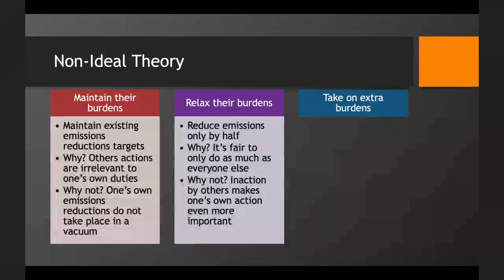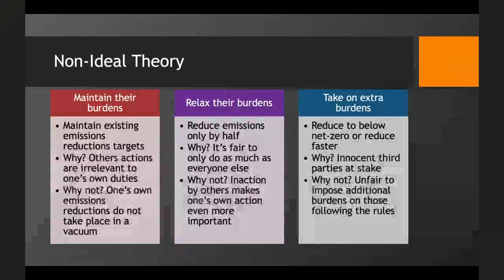We might think that they should also reduce their emissions by half out of a concern of fairness, that it's unfair for them to take on extra burdens that other states are unwilling to do. However, there are some reasons why we might be skeptical of this position. Inaction by others actually makes the EU's actions more important. If we're concerned not just with an abstract conception of fairness, but with actually alleviating human suffering, then this suggests that relaxing the burdens is even worse when other people fail to comply.